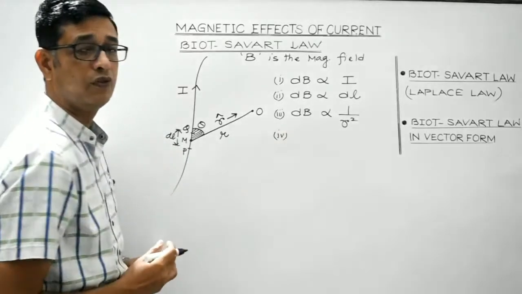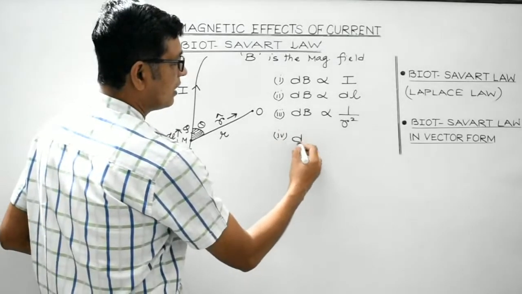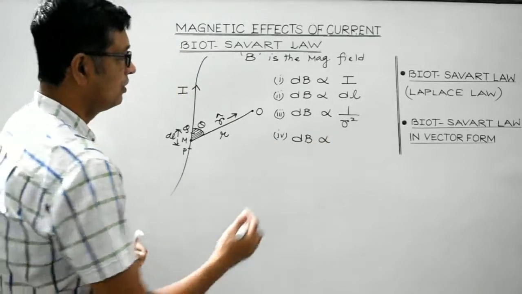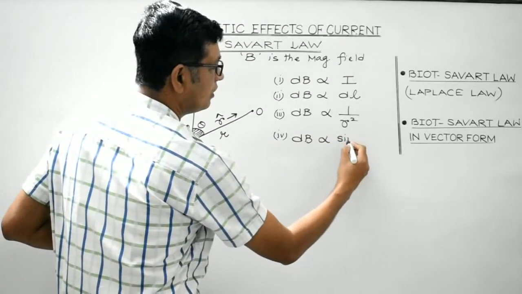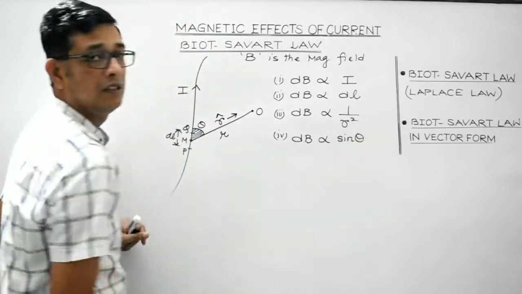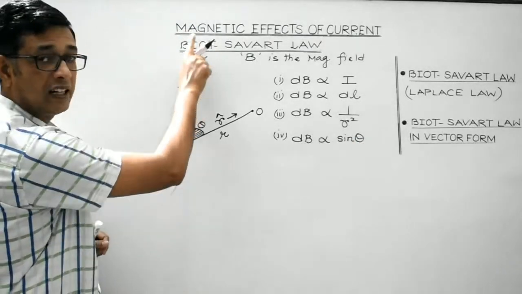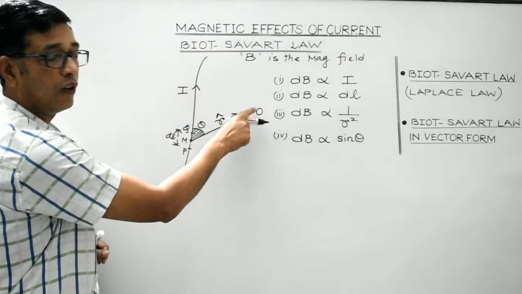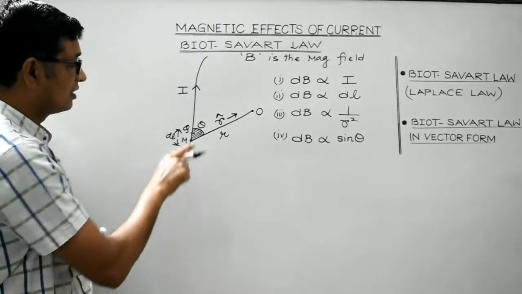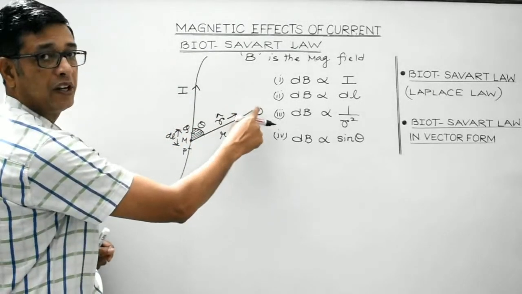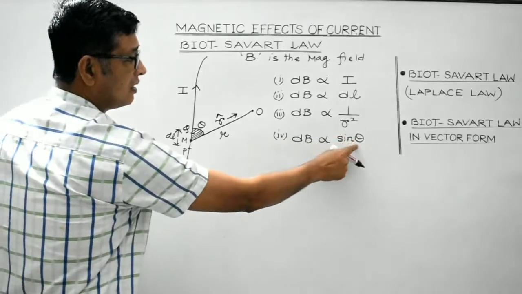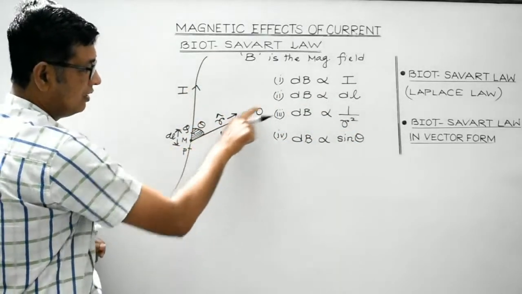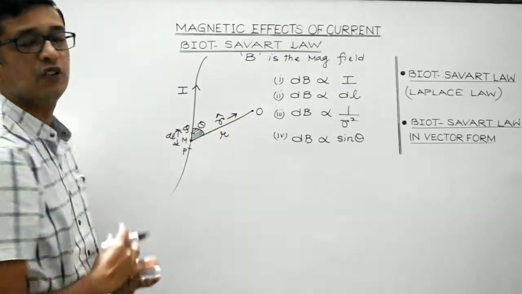And lastly, they observed that the strength of the magnetic field is also found to be directly proportional to the sine of the angle between the directional flow of the current and the line joining the center of the elementary portion to the observation point. The distance is to be measured from M to point O. So theta is the angle which the directional flow of the current makes with the line joining the center of the elementary portion to the observation point.